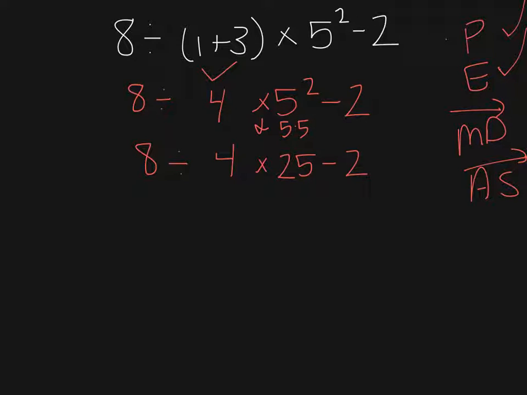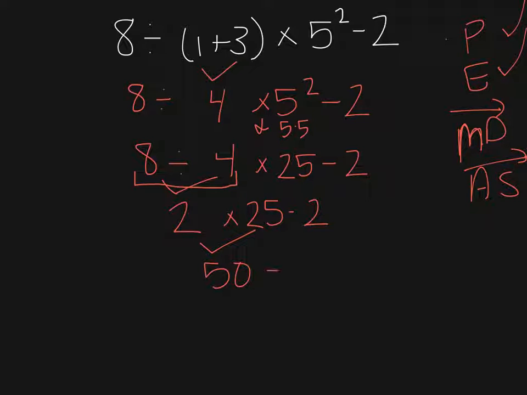Done with exponents. Now my multiplication and division from left to right. So I'm going to start here with 8 divided by 4, and that is 2 times 25 minus 2. Now I have my multiplication I need to do. 2 times 25 is 50 minus 2. Now I'm done with multiplication and division. Lastly, I need to subtract. 50 minus 2 is 48. Now you can see these don't take a long time. You just have to really make sure that you're following the order of operations as you're solving it.